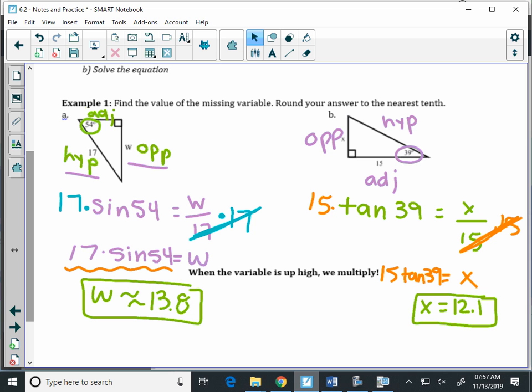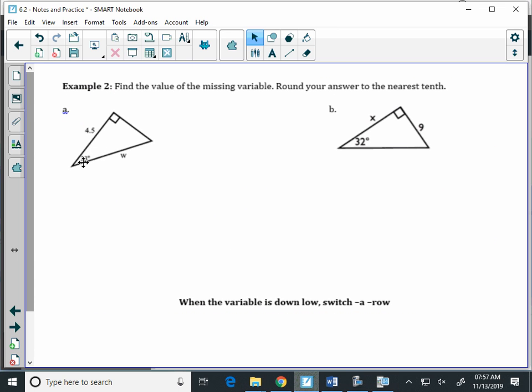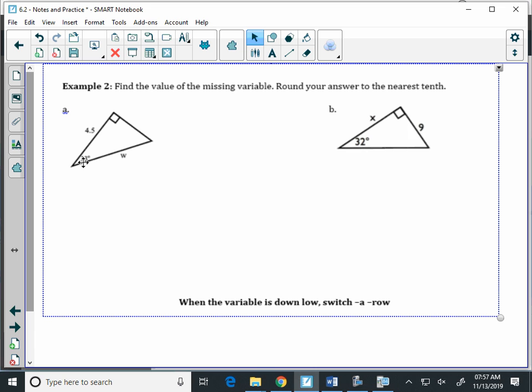Let's take a look at example 2. Again, we want to find this missing side. Can we use the Pythagorean theorem for this? No. Why not?